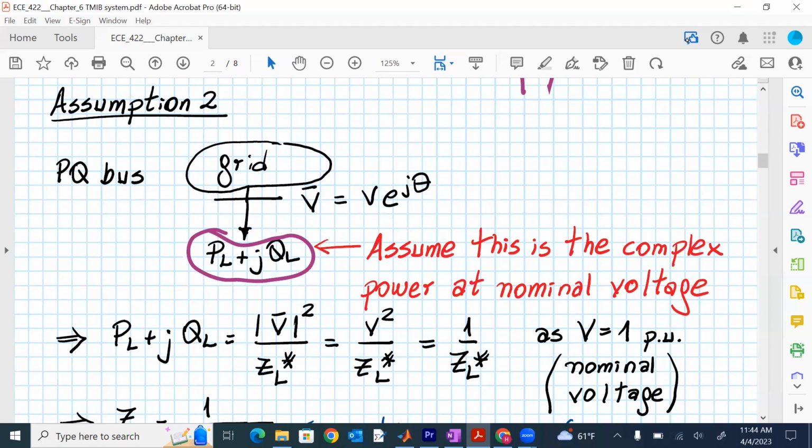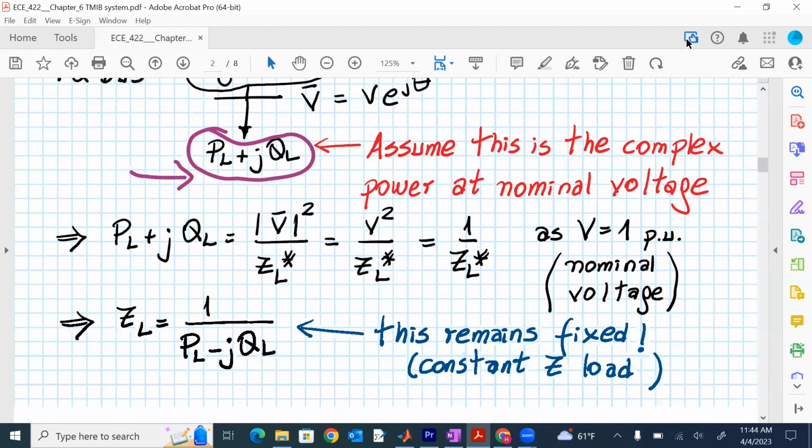So if the voltage at the terminal of this load is 1 per unit, is nominal, then the power absorbed by that load is going to be the specified power. So with that in mind, we can have the expression of the complex power in terms of the voltage magnitude square over the conjugate of the impedance of the load.